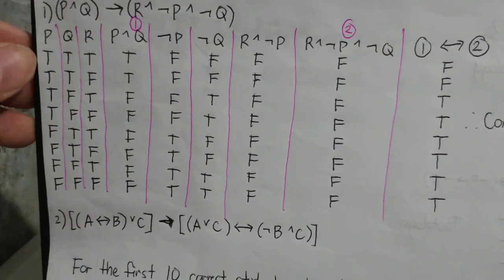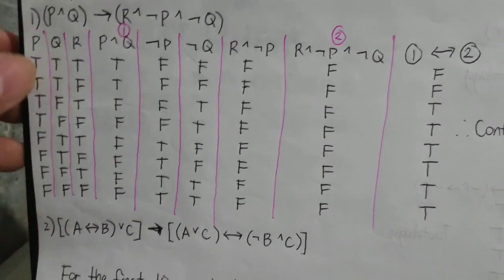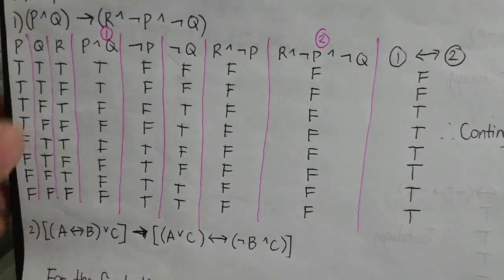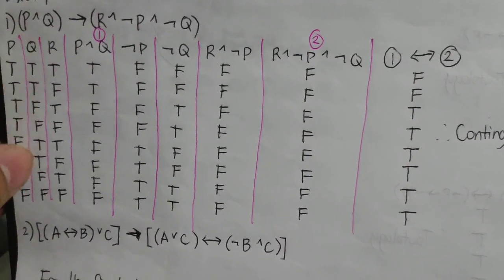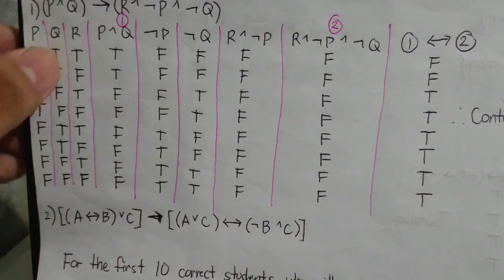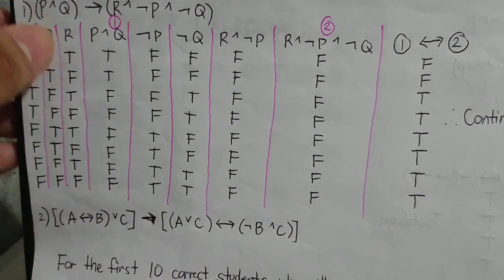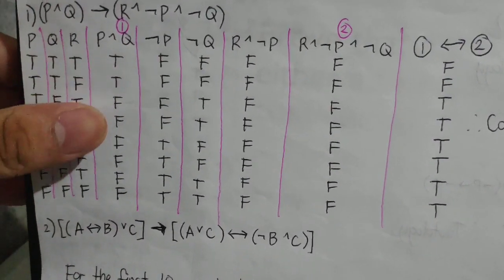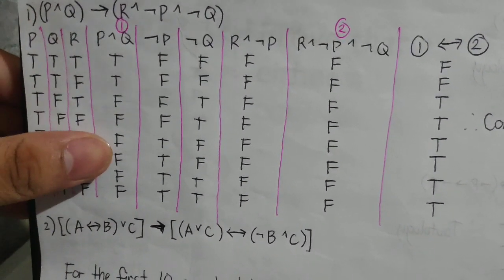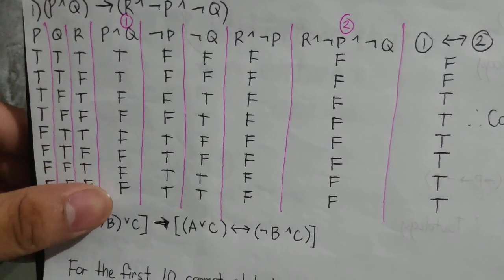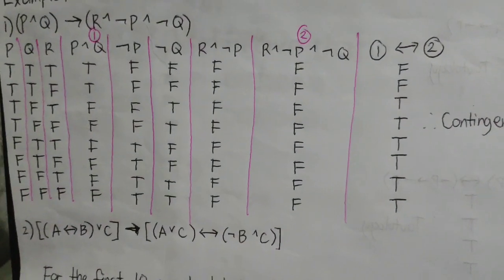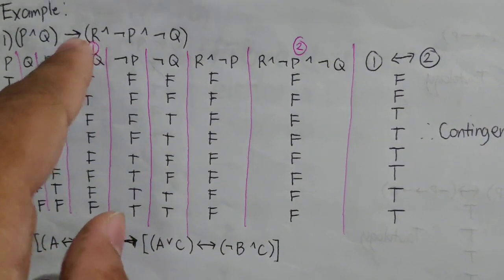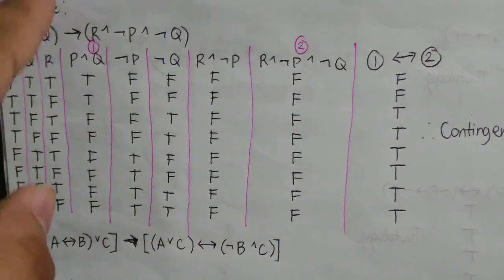So for P, you have 4 true, 4 false. For Q, the same number but with an alternating pattern. So you have true, true, false, false, true, true, false, false. And for the last proposition, you will have an alternating result: true, false, true, false, true, false, true, false. Therefore, the 8 possible conditions for the 3 propositions will be completed. Now, for the first part, or the left side, of the proving, we have P and Q.